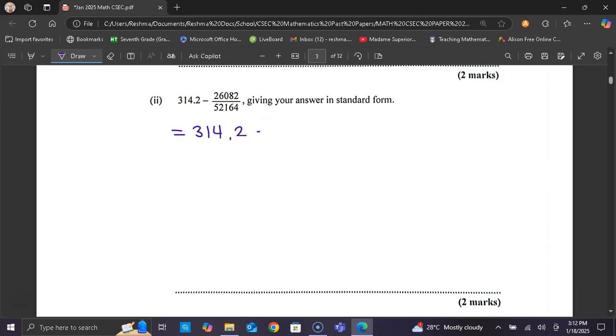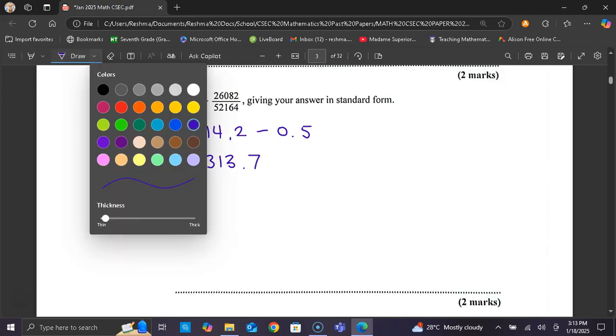So 26,082 divided by 52,164 on your calculator gives 0.5, and then when I subtract those 2 decimals on my calculator, I get 313.7. Now to state a decimal in standard form, we have to move the decimal point so that the first number is a number between 1 and 10.